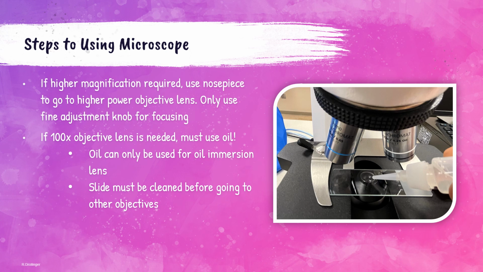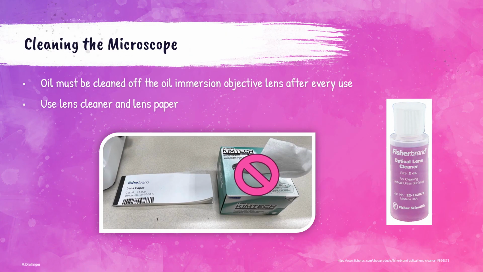If the 100x objective lens is needed, oil must be used. And oil can only be used for this oil immersion lens. This photo here shows the proper application of oil on the microscope slide. The slide must be cleaned before going to other objectives if indicated. Again, oil must be cleaned off the immersion objective lens after every single use.